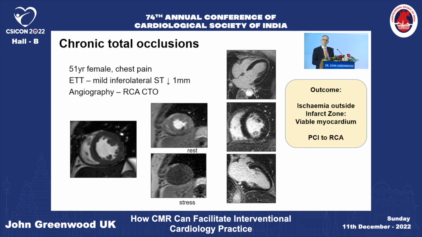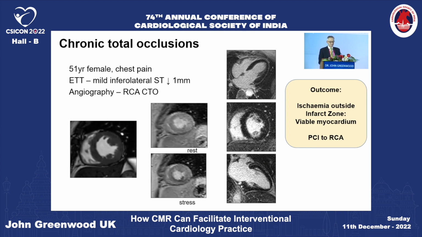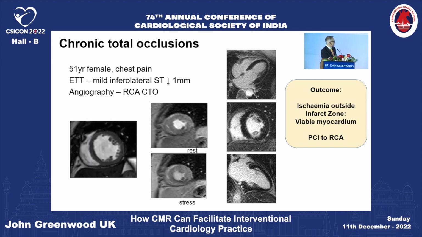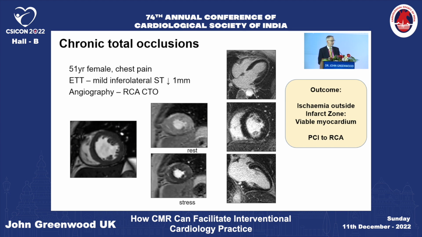So what about other scenarios? Chronic total occlusions. Here's a nice case, 51-year-old female, some ST depression on the ECG, and she's got a CTO in the RCA. You can see very nicely that she's got good wall motion, no wall motion abnormality, but she has got a little bit of inferior wall ischemia there, a tiny, tiny little bit of subendocardial scar. But essentially, she's got ischemia outside of the infarct zone, she's got viable myocardium, she had PCI to her RCA.